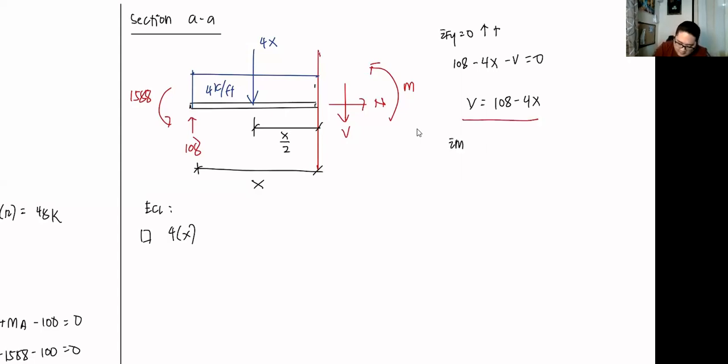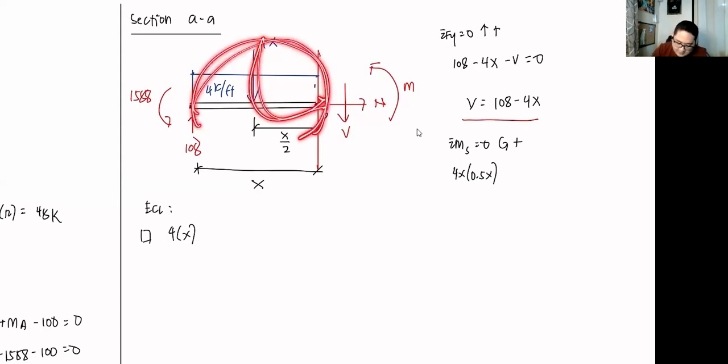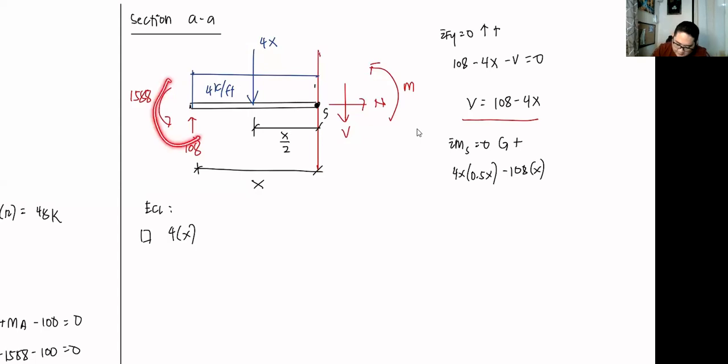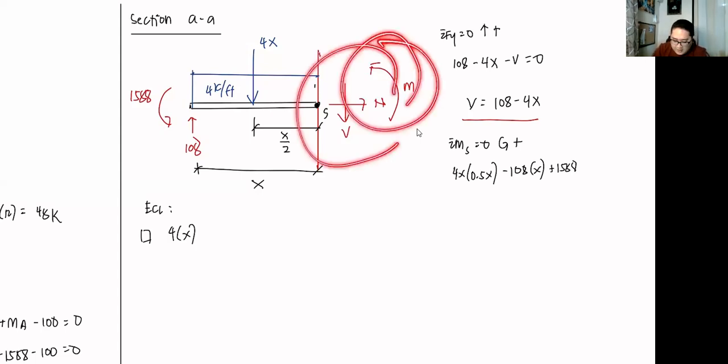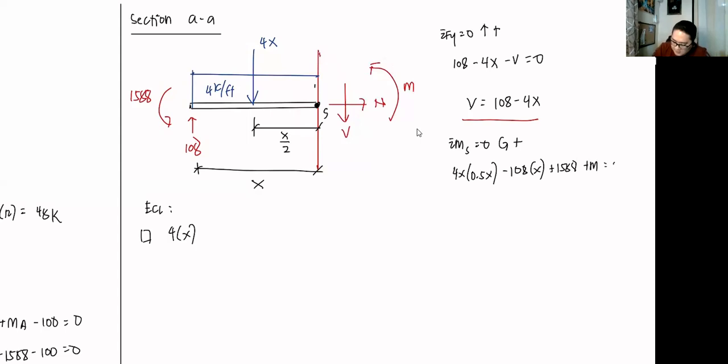Summation of moment tayo. Tawagin natin tong at S. Summation of moment at S is equals to 0. Taking counterclockwise as positive. So we have yung 4x muna natin. Magta-travel siya ng 0.5 ng x. Okay? Then we have yung next, ito yung una, no? Next is yung ating 108, clockwise siya. So minus 108 times x. And then we have moment na clockwise. Ito. No? Counterclockwise. So we have plus 1588. And then we have ito, naka-clockwise din. So plus din siya, M is equals to 0.